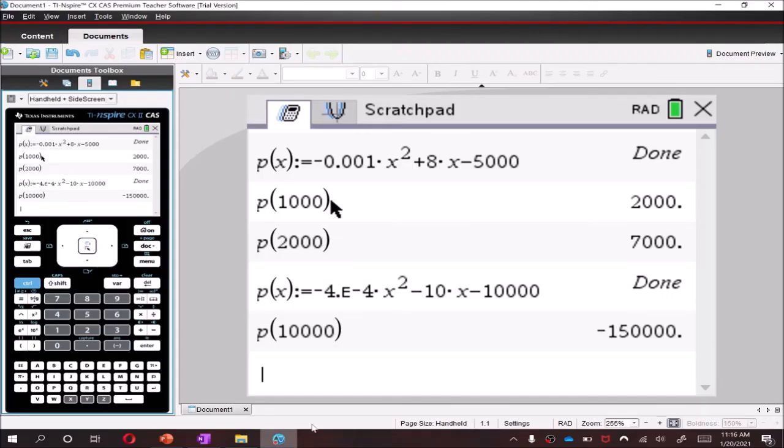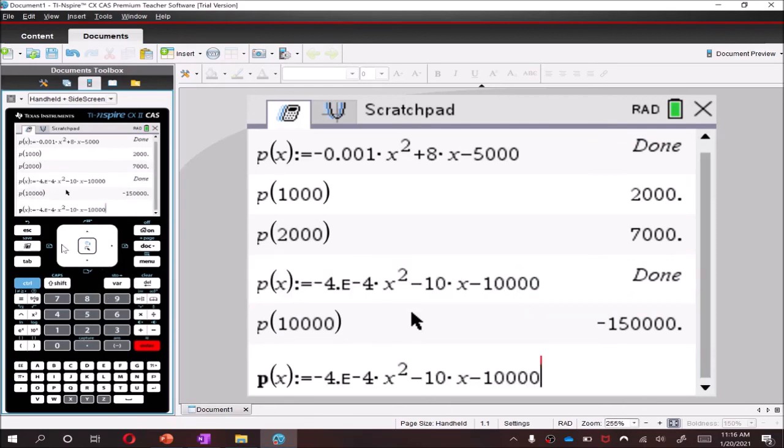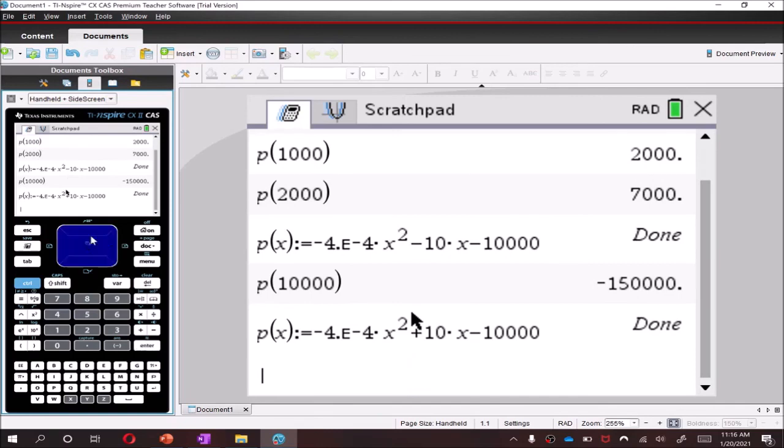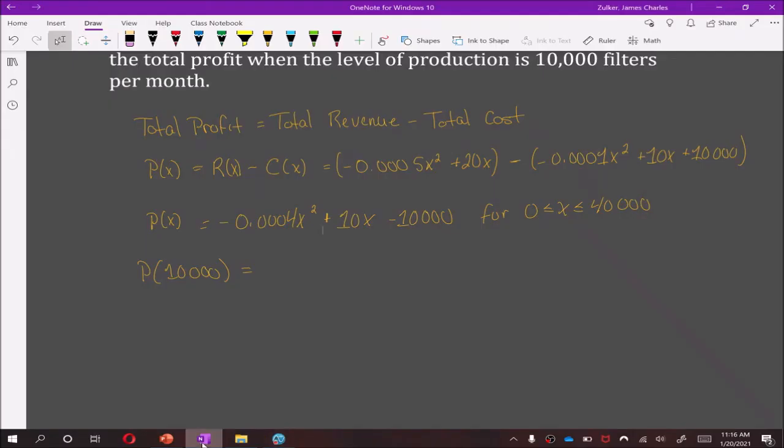Now what I can do is if I come here, I can scroll back up to here where I define my function, hit enter, because I just need to adjust this. So I scroll over, hit delete, hit plus, now hit enter. Okay, there's my new function. And I can just scroll up to the p of 10,000, enter, enter, and there we go. We get 50,000. So what this is saying is that the total profit when 10,000 units is produced is $50,000.